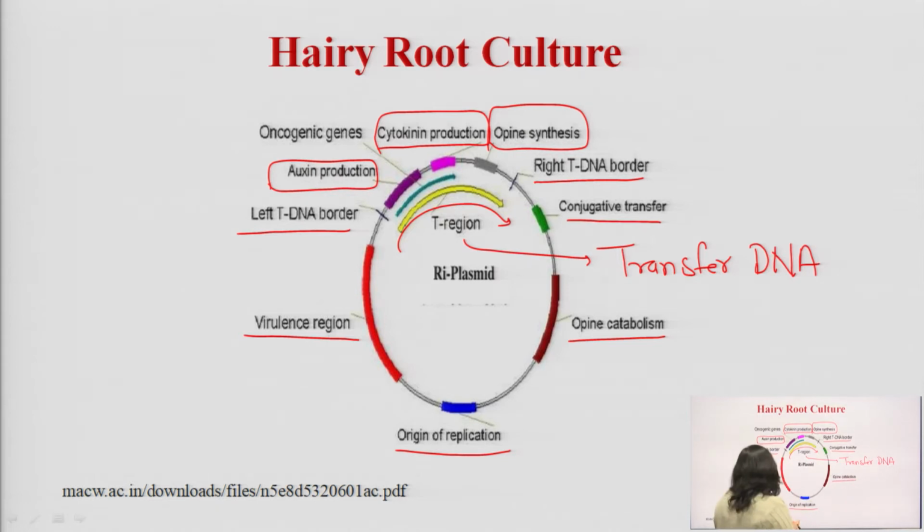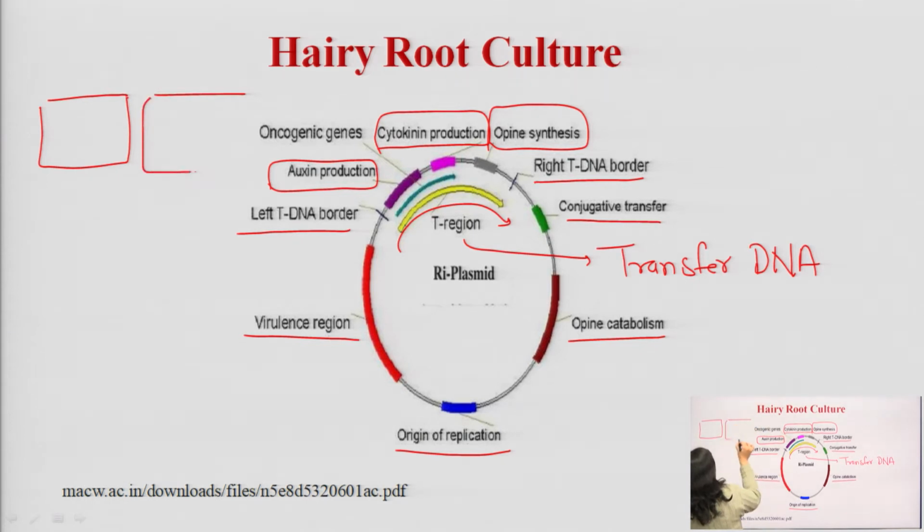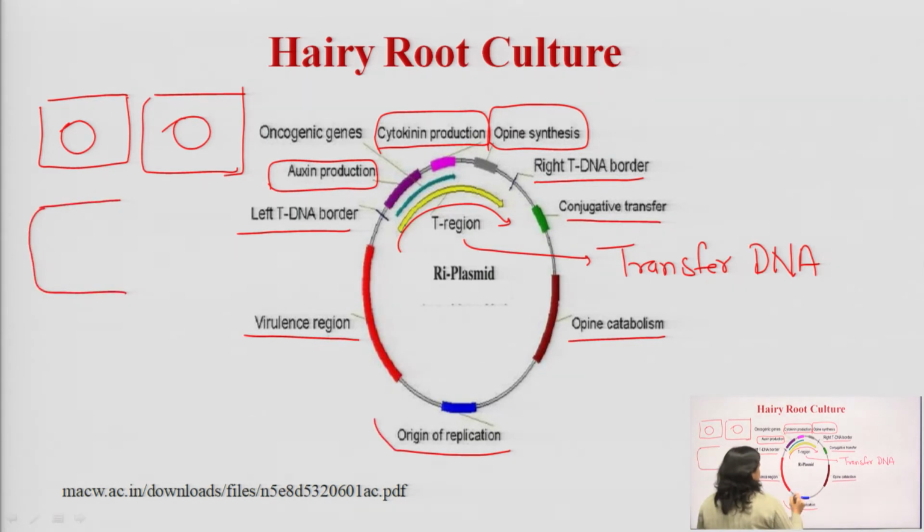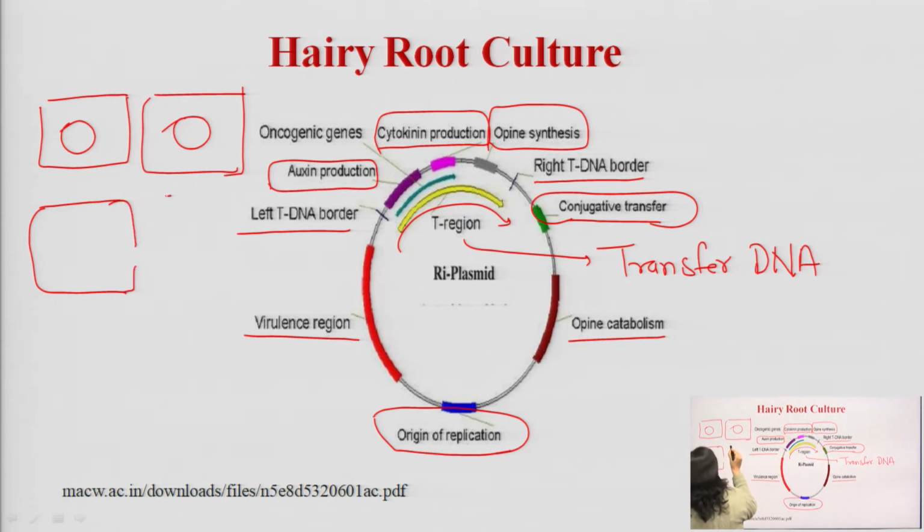Now, what happens is that if we take this bacterial cell and this plant cell. In this bacterial cell you have the RI plasmid, and this is your plant cell which is normally functioning. Through this origin of replication as well as through this conjugative transfer part, this particular bacterium creates a pathway between the plant cell and the bacterium. This is Agrobacterium rhizogenes, and this is our plant cell.